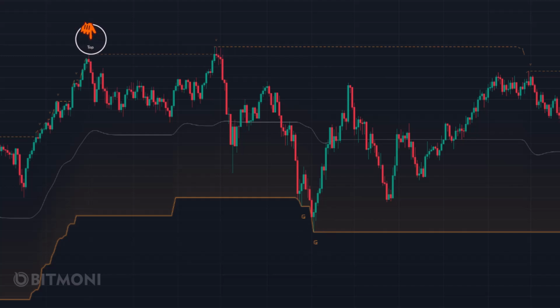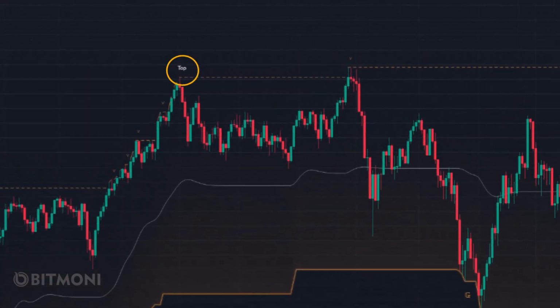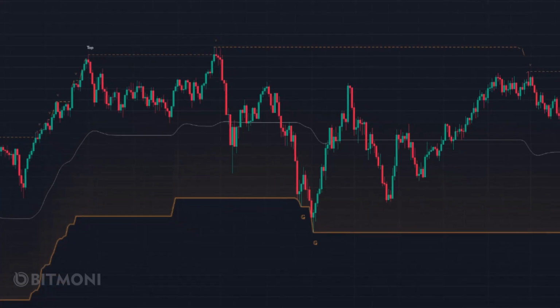The main components of this indicator are the top and bottom labels. This is the top label and this is the bottom label. Whenever you see this, it basically means the market is likely reaching a high probability top or an overbought zone. It signals a potential reversal to the downside, making it a good point to consider exiting long positions or entering short positions. This label is based on price action dynamics that indicate market exhaustion or resistance.